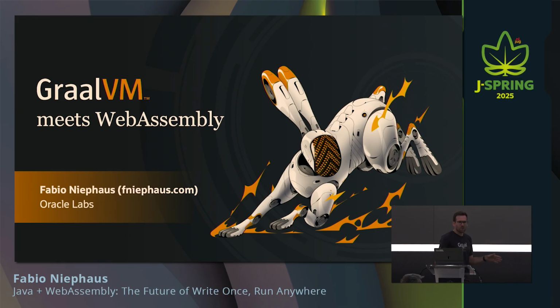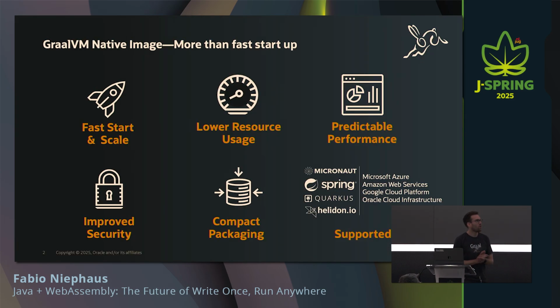So let me start with introducing you real quick to GraalVM. GraalVM is primarily known for its native image ahead of time compilation, and that is good for more than just fast startup. It's also great for low resource consumption, predictable performance. You no longer have a JIT that can change the performance of your application. By compiling everything ahead of time, you can reduce your attack surface. You cannot easily extend the application at runtime.